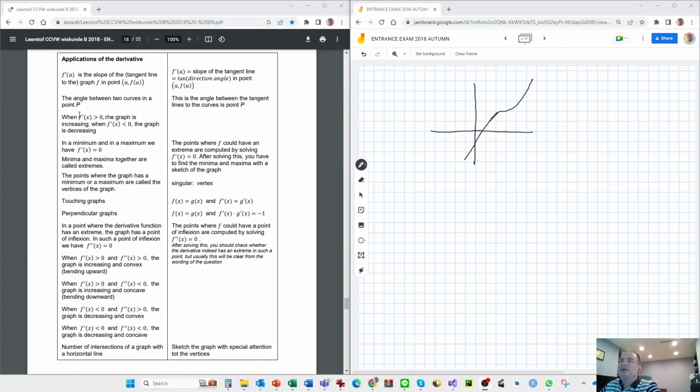So the sign of the derivative will tell you if a graph is increasing or decreasing. And when the derivative is 0, we can have a minimum or a maximum. Actually, the way to say it is, in a minimum or maximum we have f prime of x is 0. But f prime of x is 0 doesn't necessarily mean a minimum or a maximum, and this would be a situation in this point here. f prime of x is 0, you have a horizontal slope, but the function doesn't have an extreme.